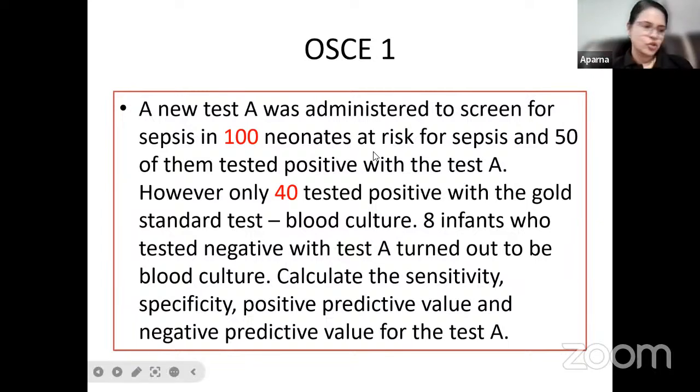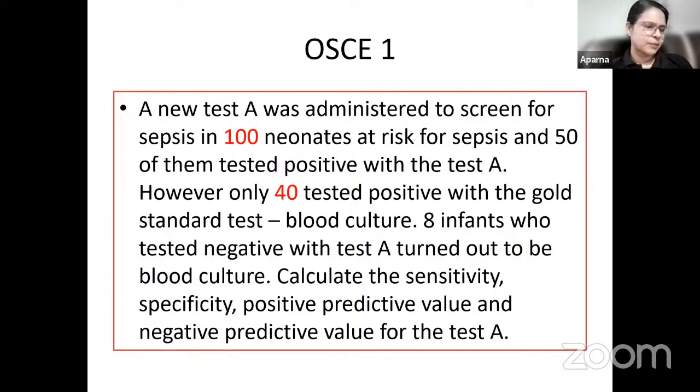So let's begin with the first OSCE. This is going to be on statistics. This is about the comparison of the gold standard test versus a new analytical test. There is a new test, which is test A, that was administered to screen for sepsis in 100 neonates at risk for sepsis. 50 of them tested positive with test A.